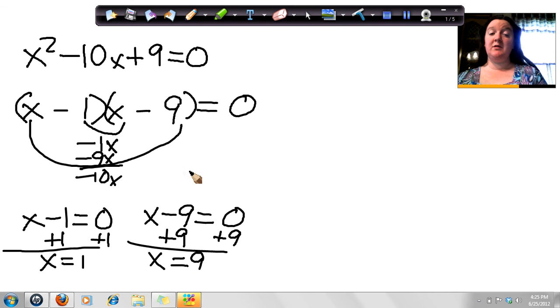So this is cross-multiplying, or this is factoring quadratic equations given a coefficient of 1.